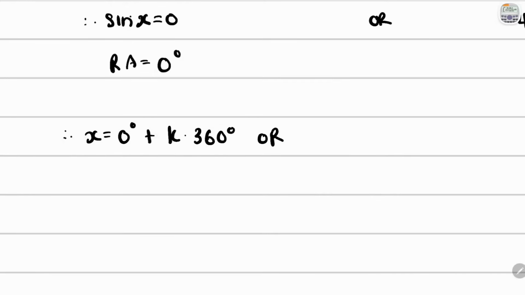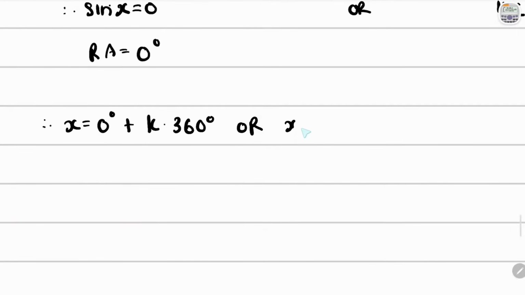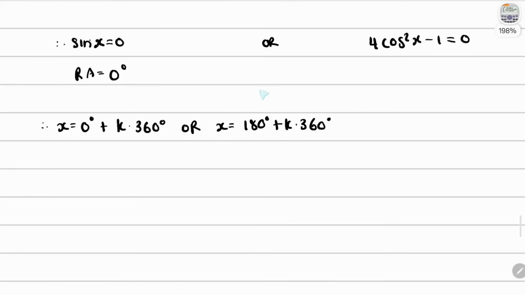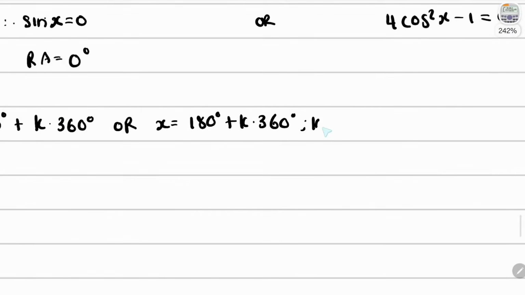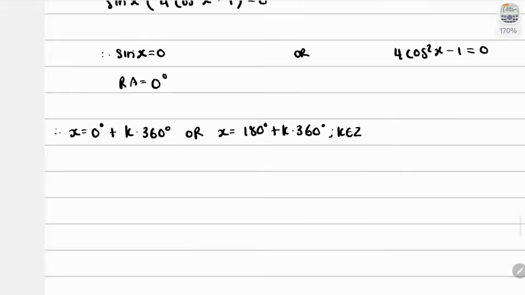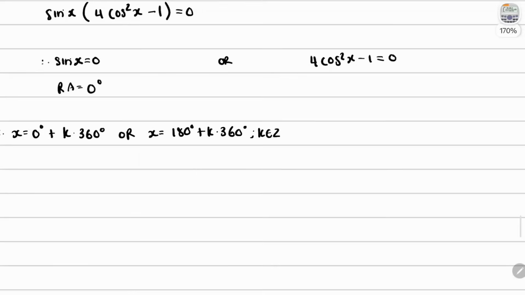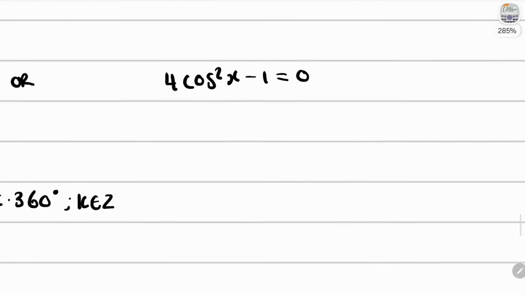Okay, and we'll say or, and the second solution we're using is where x is equal to 180 degrees minus 0 degrees, which is just going to be 180 degrees. And then plus k of 360 degrees. And then because this is a final solution, we can tell them where k is an element of integers. So here, where k is an element of integers. And we're done with this part. And now we're on to this part over here.